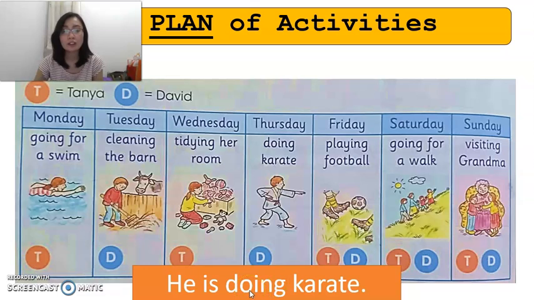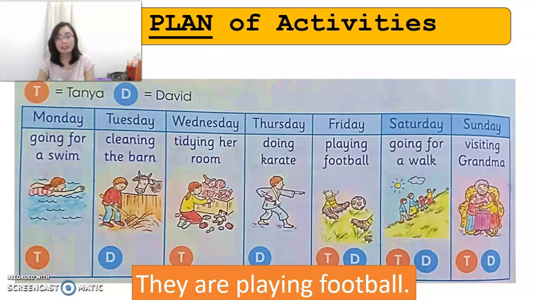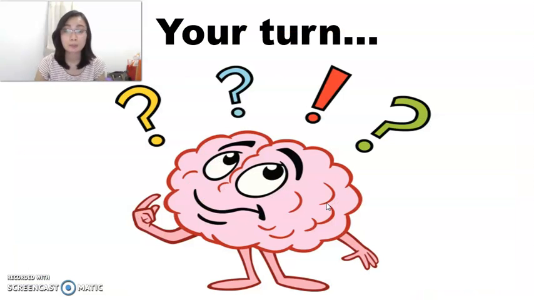How about what are they doing on Friday? My question is what are? It means both of them. So they are playing football. They, since they are two, are, and play with ing form. So that follows the rule number 1 and rule number 2.